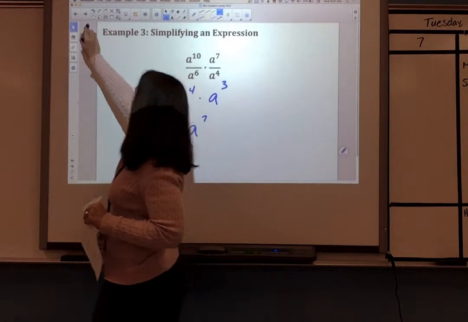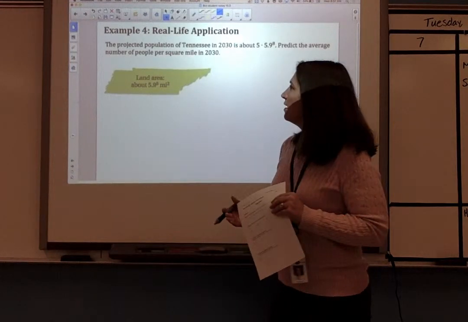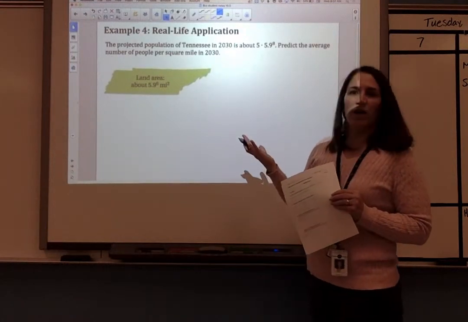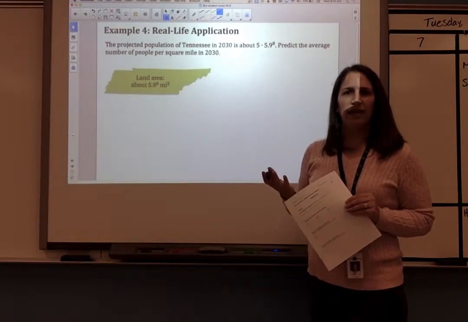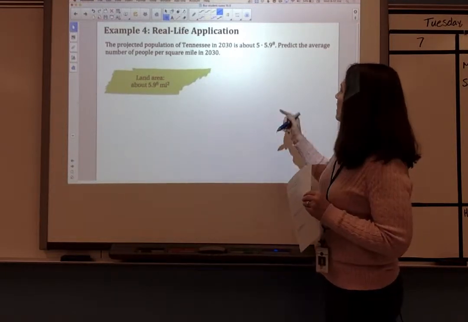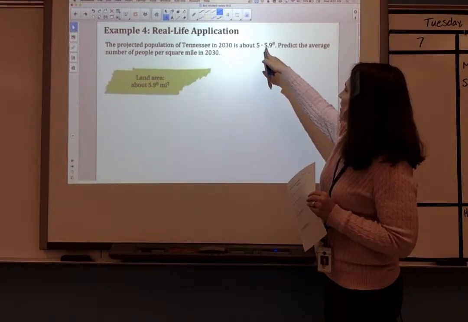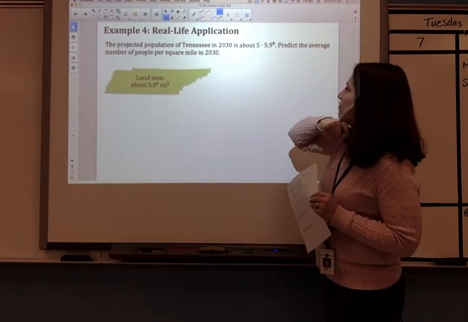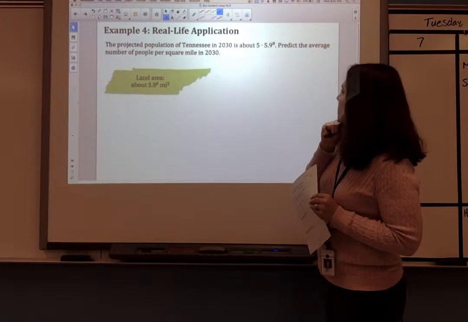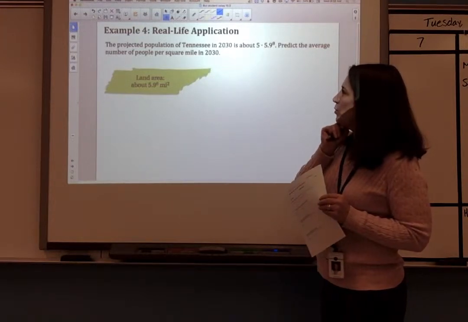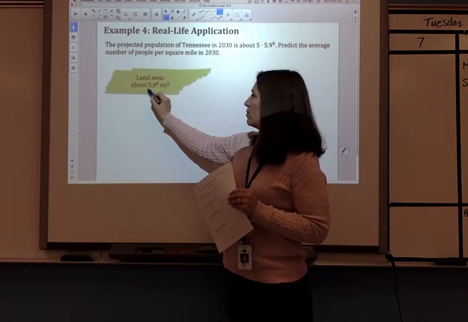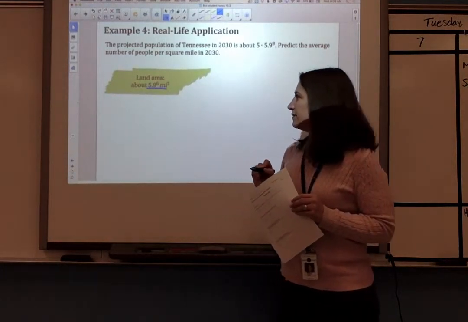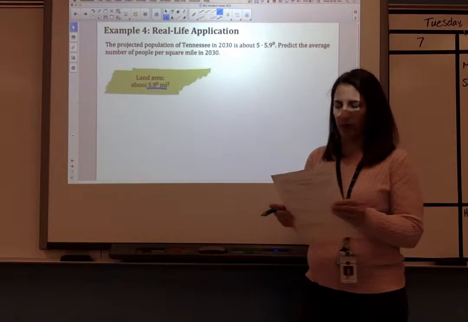All right, last example. Here we have a problem where it says the projected population of Tennessee in 2030 is about 5 times 5.9 to the 8th power. And then it says predict the average number of people per square mile in 2030 if there's about 5.9 to the 6th power square miles.